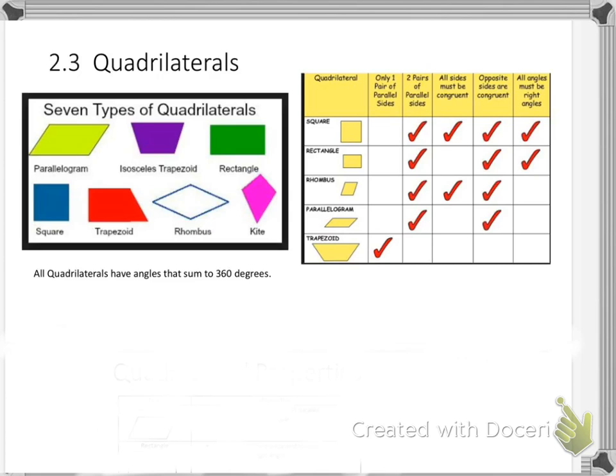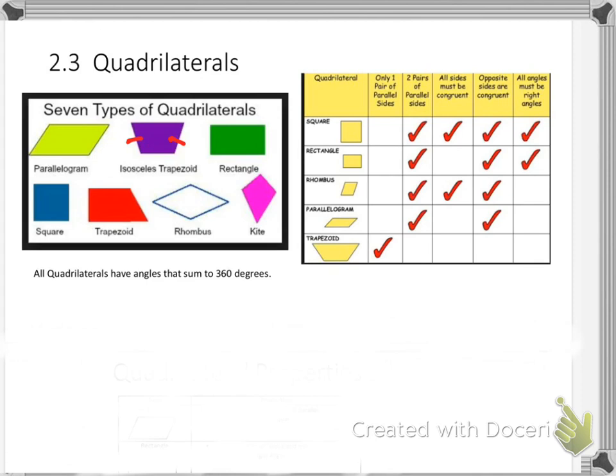Okay, here are some words you should become very familiar with, and there's 7 types of quadrilaterals. Parallelogram, which means you have two sets of parallel sides. Isosceles trapezoid. That means that these sides are equal, because this isosceles trapezoid has 1 set of parallel sides and 2 that are not parallel.